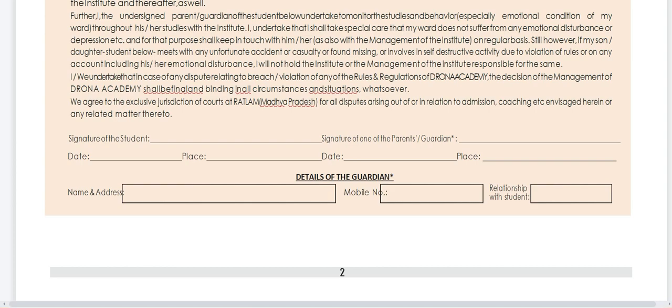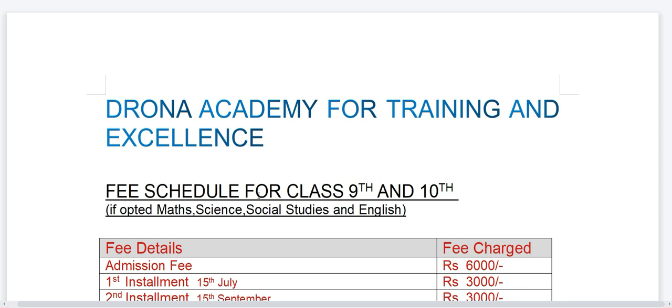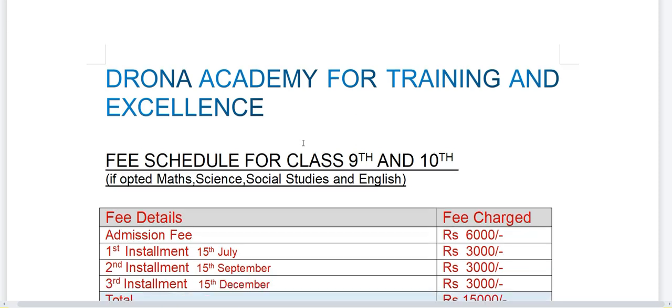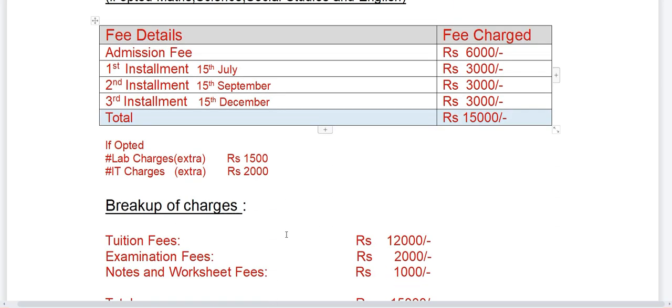Now let us move on to the fee refund policy of Drona Academy. First of all, we have to see the schedule of the 9th and 10th class, where you can clearly see the details given. Admission fees, first installment, second installment, and then third installment. We are also providing a lab in this session, which would be operational from the 15th of June to the 1st of July, anywhere in between.